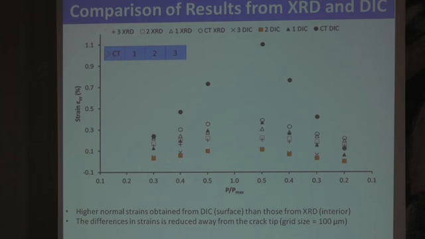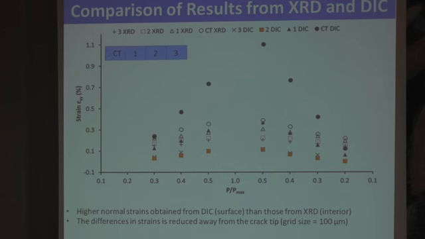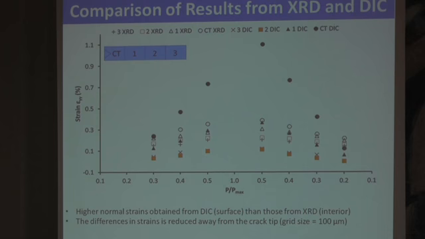Also, the comparison of the results between the X-ray diffraction and the DIC for the load versus the strain in the Y direction. As you can see here, the bold one represents the DIC, and the open one represents the X-ray diffraction. For the area of interest ahead of the crack tip, it shows higher normal strain obtained from the DIC surface than the bulk, and the difference in strain is reduced away from the crack tip.